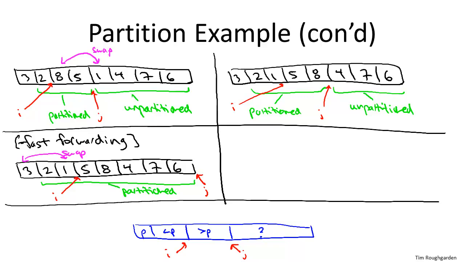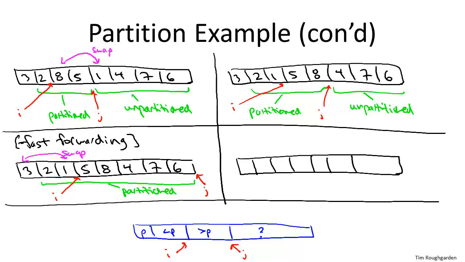And indeed, as desired, everything to the left of the pivot is less than the pivot, and everything to the right of the pivot is bigger than the pivot. The 1 and 2 happen to be in sorted order, but that was just sort of an accident. And the 5, 8, 4, 7, and 6, you'll notice, are jumbled up. They're not in sorted order. So hopefully from this example you have a gist of how the partition subroutine is going to work in general.